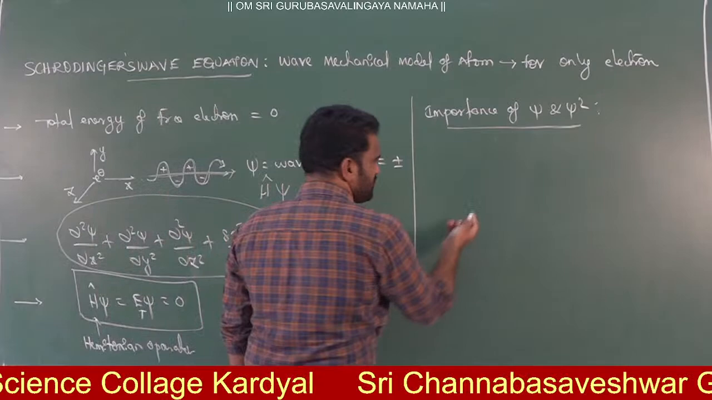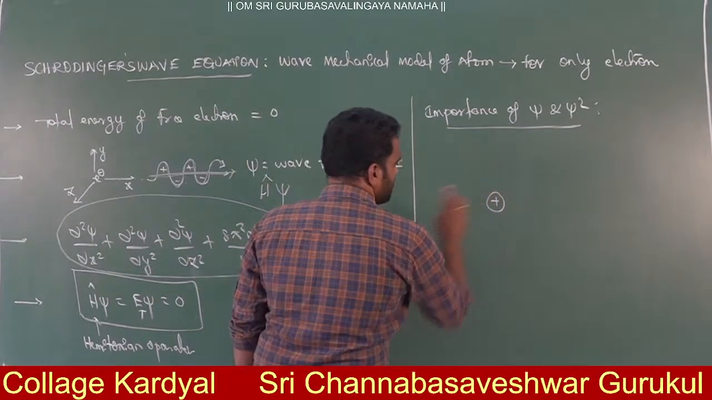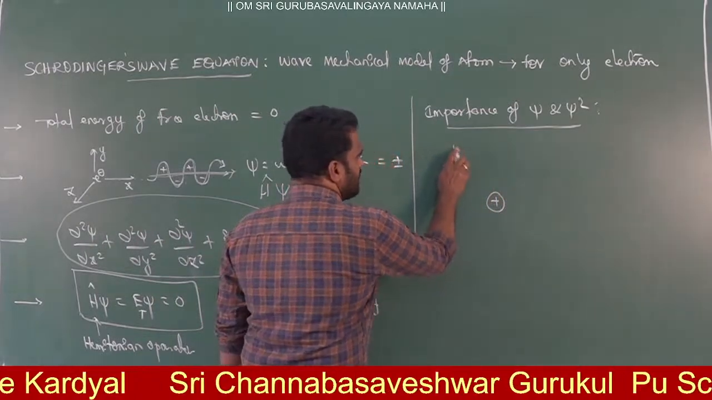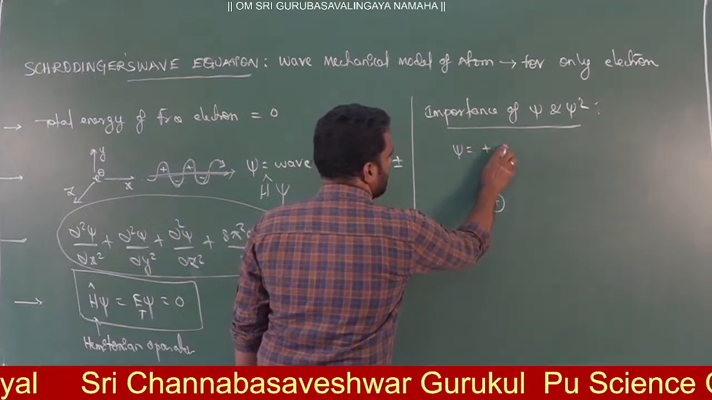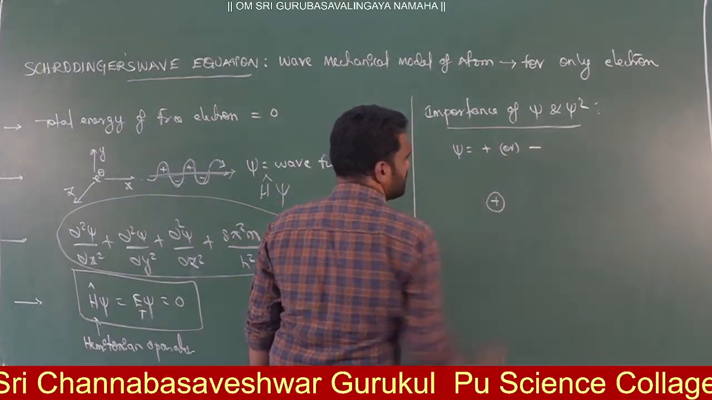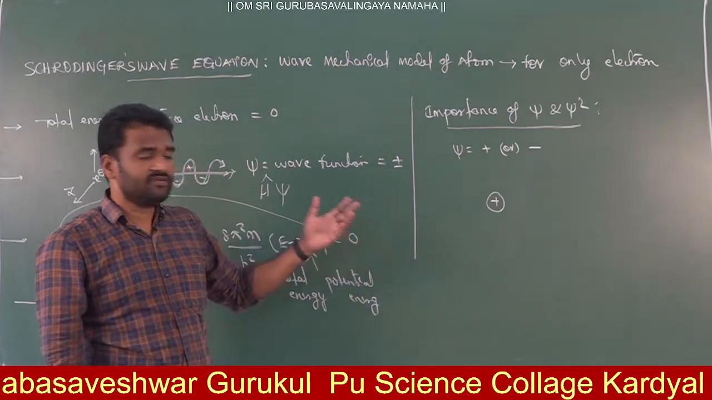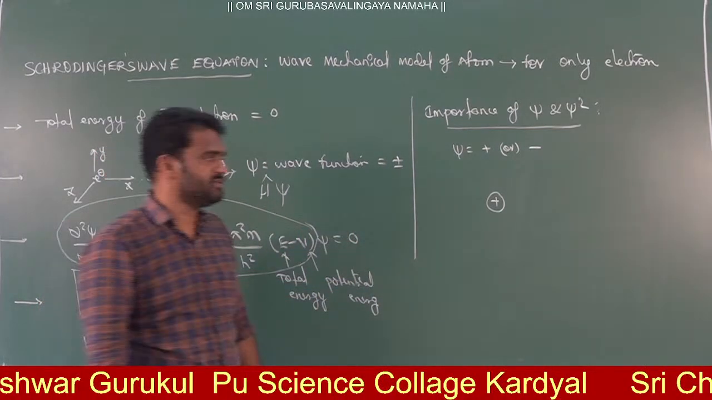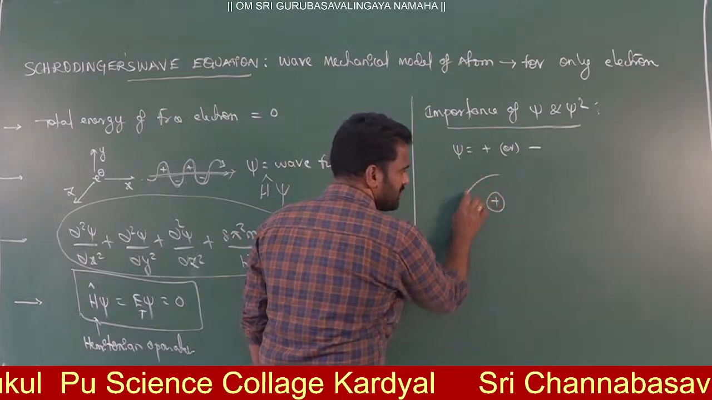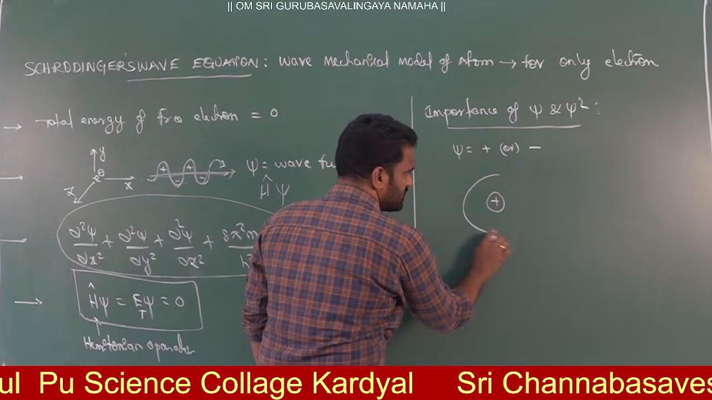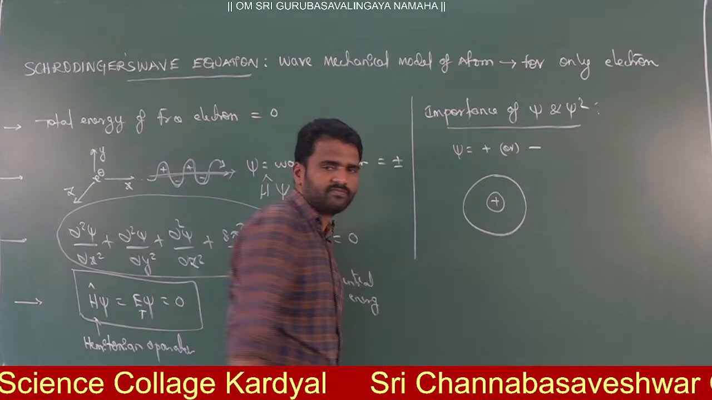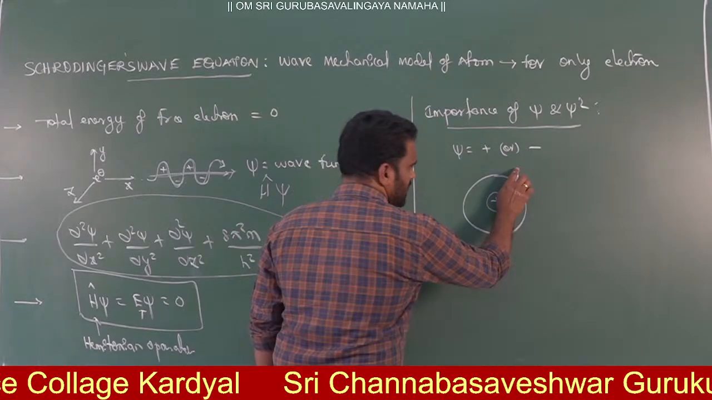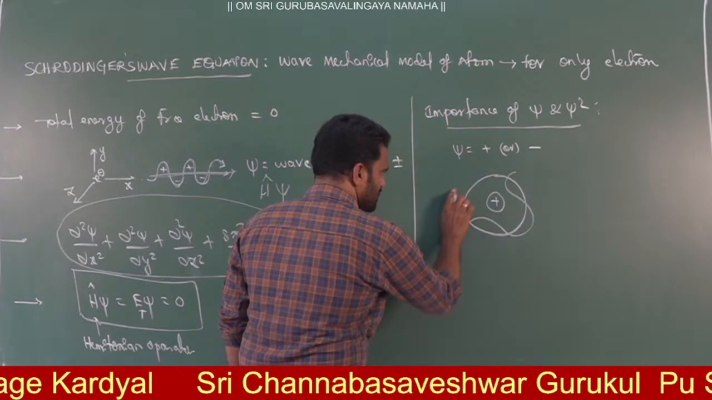Wave function. So wave function means according to this what? If I take the psi value, here plus or minus we are taking. So what is the meaning of the psi value, plus and minus? Let us assume this is the nucleus. Outside the nucleus you will be having the orbits. Let us assume there will be an electron. Now the electron is moving in the orbits with wave nature, let us assume.